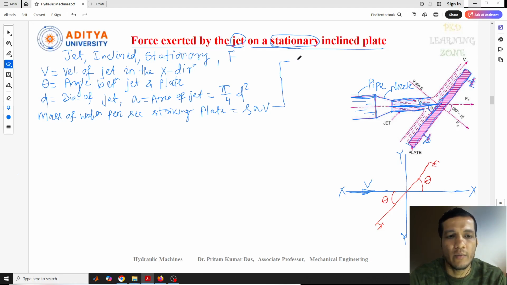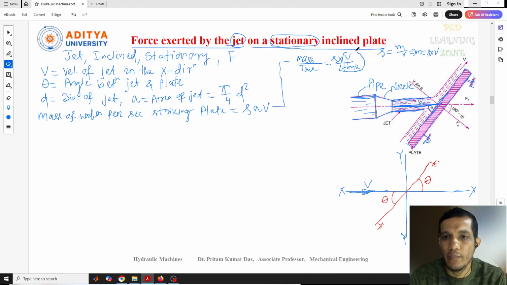So this is mass of water per second, which is nothing but mass per time. And this mass part I can write in terms of density: we know that rho equals density equals mass by volume. So here I can write mass equals rho into volume. So again, I'll write here rho into volume per time.